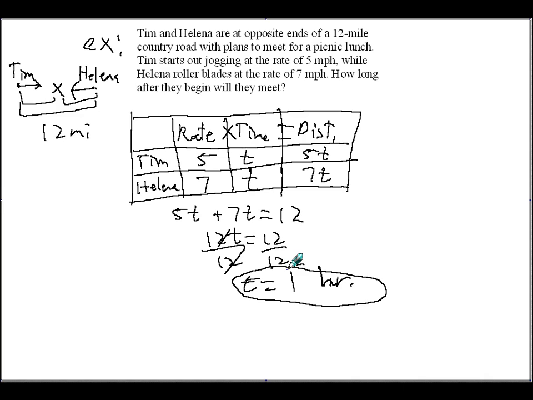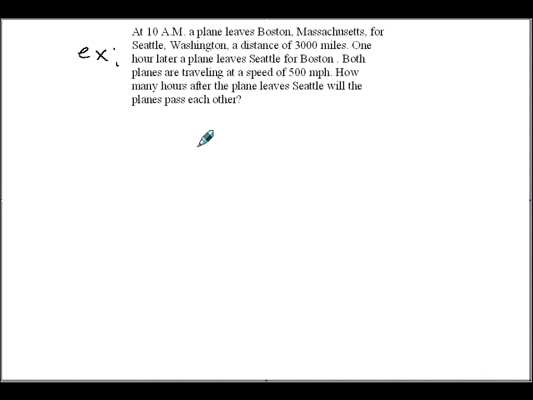Let's take a look at this last example we have for you on uniform motion. Let's look at this problem. It says, at 10 a.m., a plane leaves Boston, Massachusetts for Seattle, Washington, a distance of 3,000 miles. 1 hour later, a plane leaves Seattle for Boston. Both planes are traveling at a speed of 500 miles per hour. How many hours after the plane leaves Seattle will the planes pass each other?